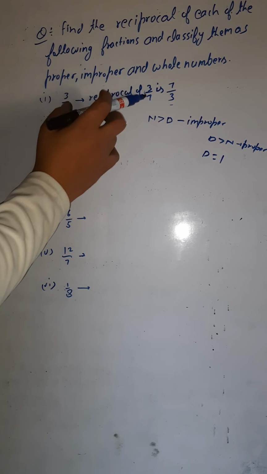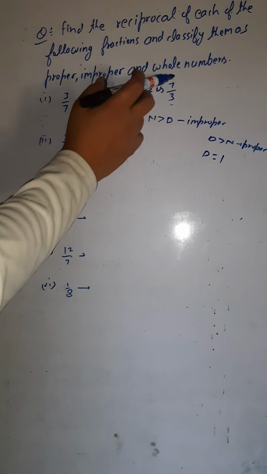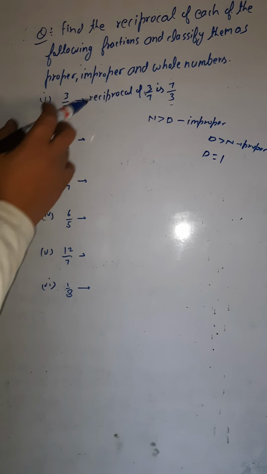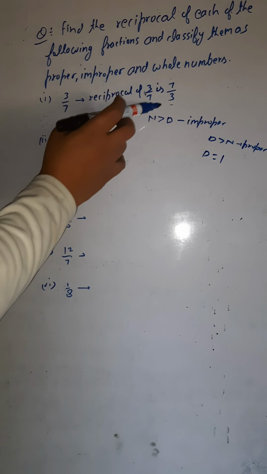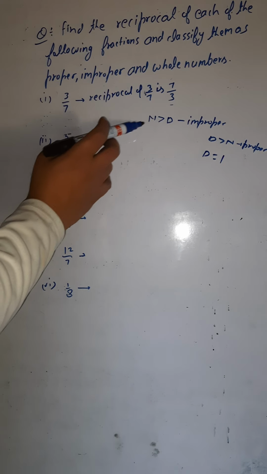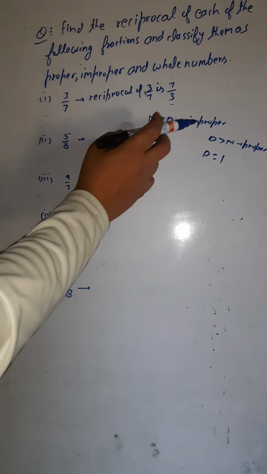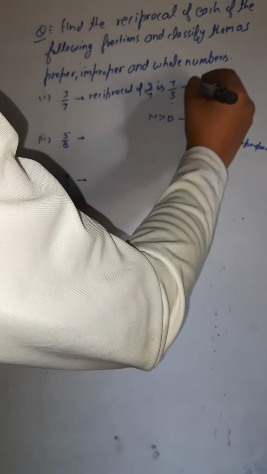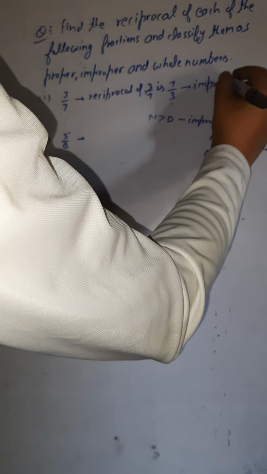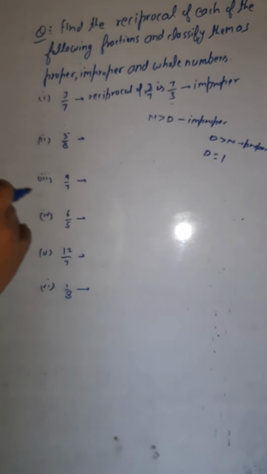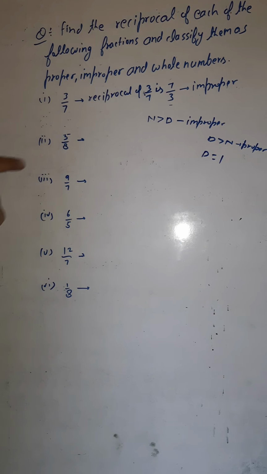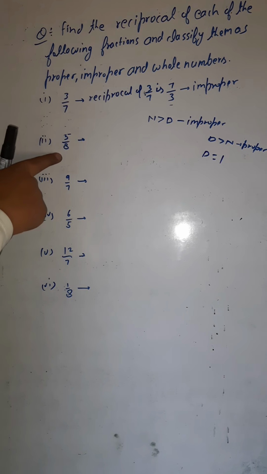Now here you see 7 by 3. The reciprocal of 3 by 7 is 7 by 3, and in 7 by 3 the numerator is greater than the denominator. Look here, 7 is greater than 3. If the numerator is greater than the denominator, you call this fraction an improper fraction. So this is an improper fraction.